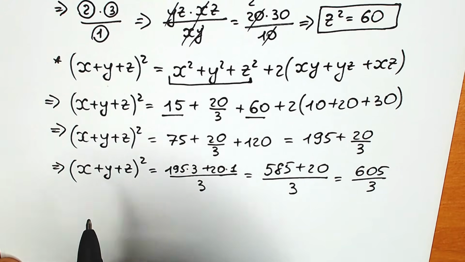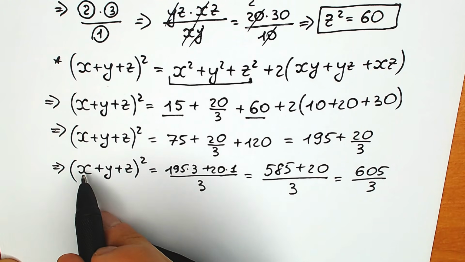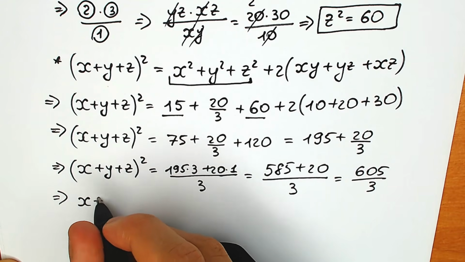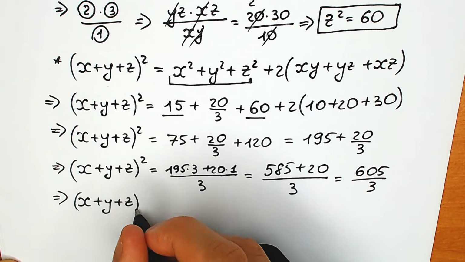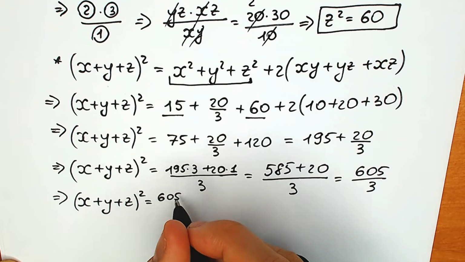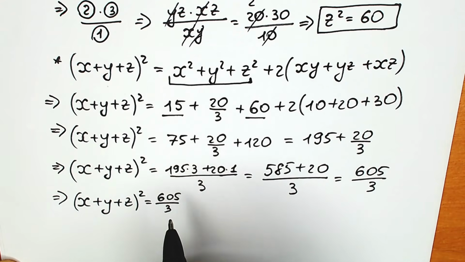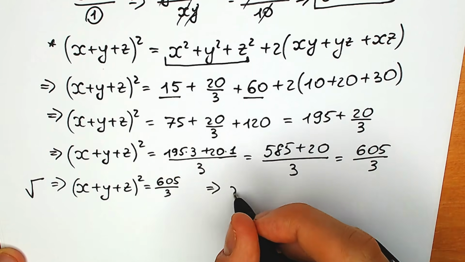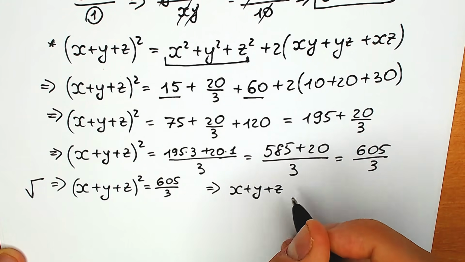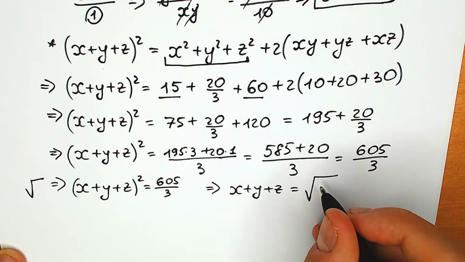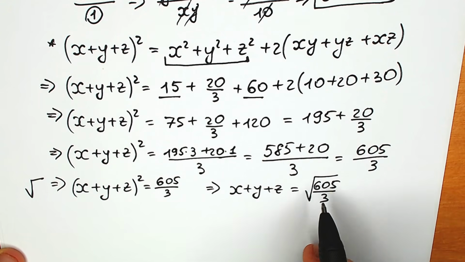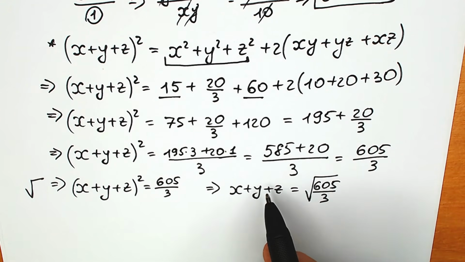But this is our expression to the second power. So this is our x plus y plus z to the second power equal to 605 over 3. But when we apply square root on both sides, we can easily cancel the second power on the left side. So we're going to have only x plus y plus z equal to the square root of this expression, 605 over 3. But let's try to simplify this expression on the right side. Of course, this is our answer, but we can easily simplify this.